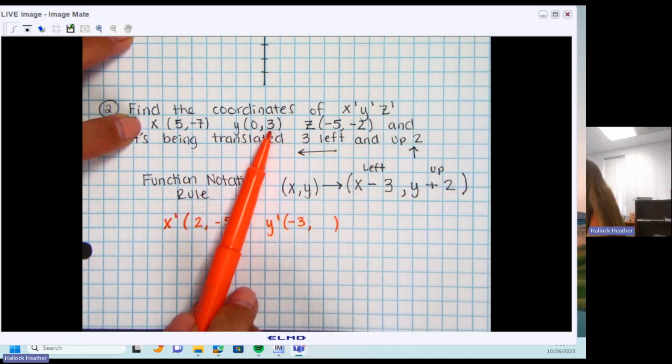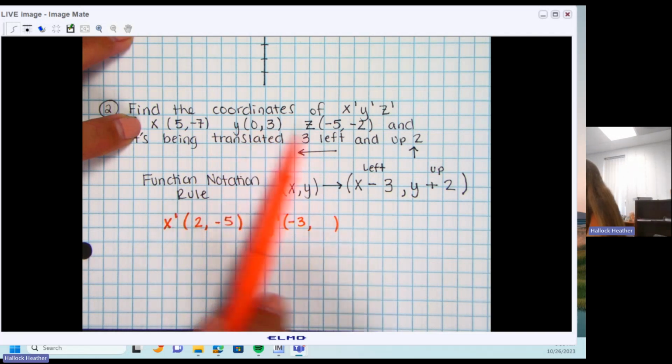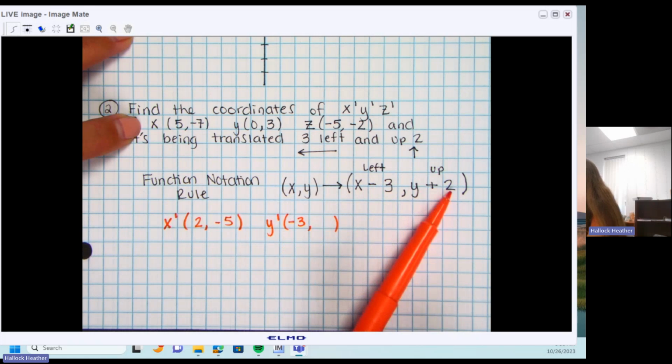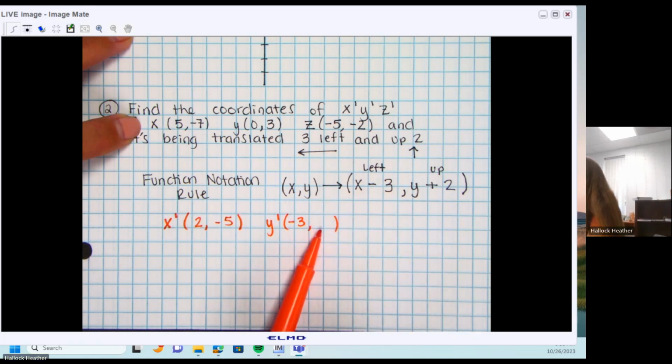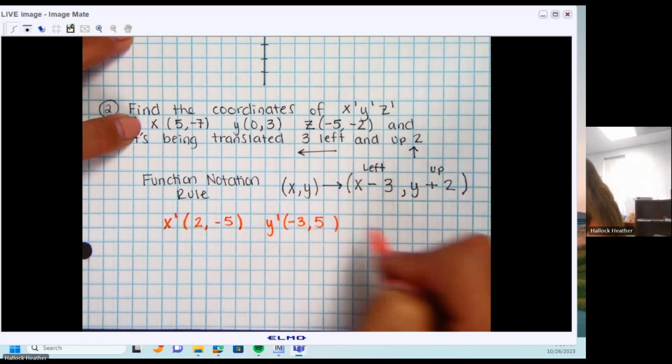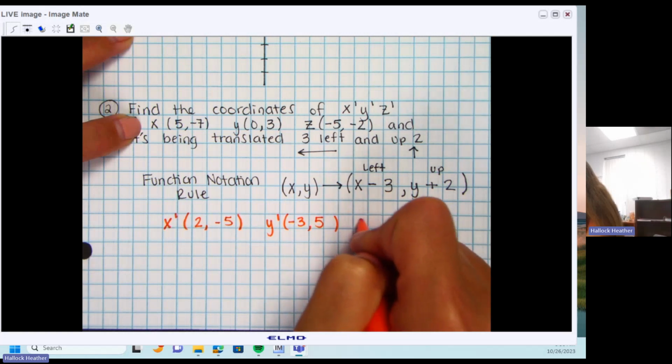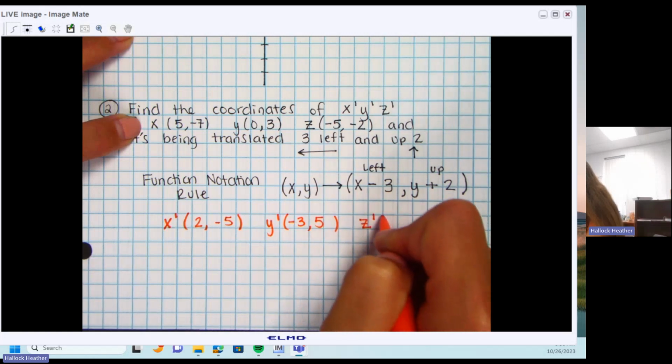So it was at 0, I went left 3, so now I'm at -3. My Y value was at 3, and now I'm going up 2. So if I add 2, where am I going to end up at? 5. So take a second, try to figure out these last coordinate points for Z prime.